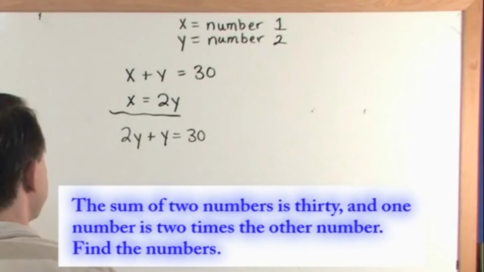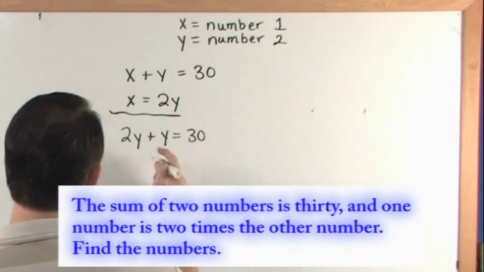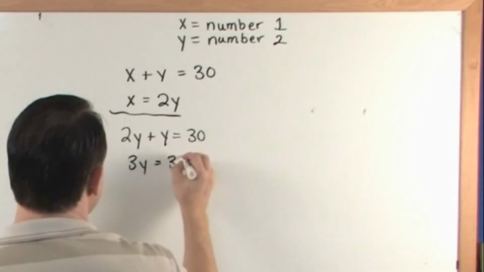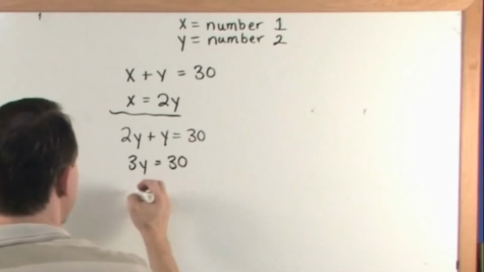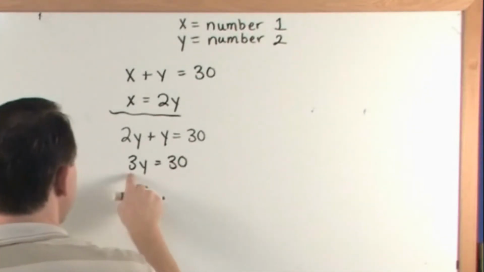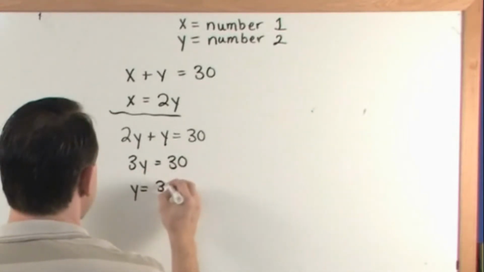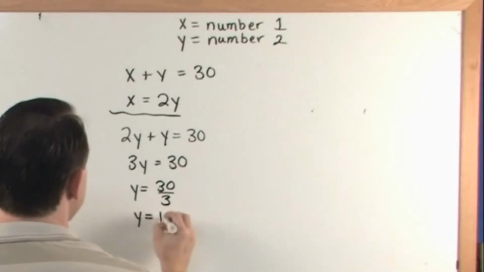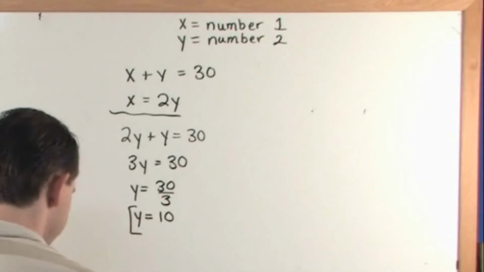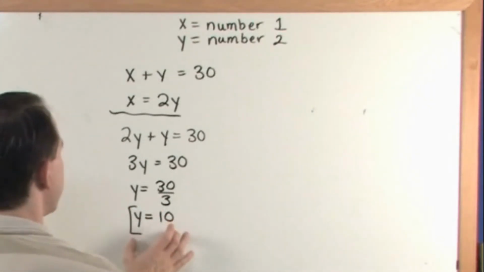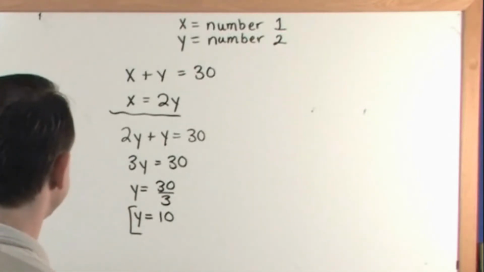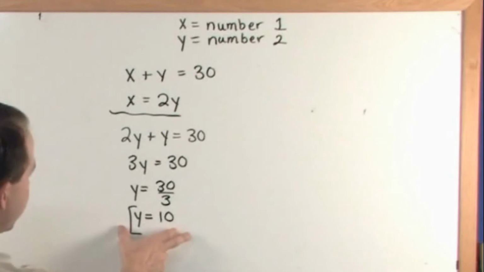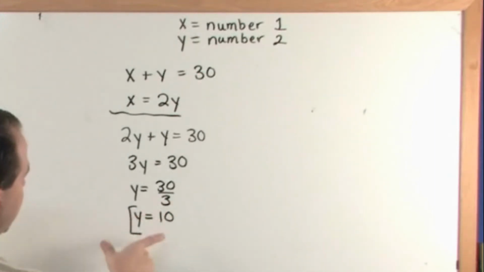Okay, we're substituting. 2y plus y, just add them together, 3y is equal to 30. And then to solve this equation for y, we just divide both sides by 3. So it's 30 divided by 3. So y is equal to 10. Okay, we're halfway there. We have found one of the numbers, which is 10. Okay? Now, how do you think we find the other number? We have a value for y. How can we find x?